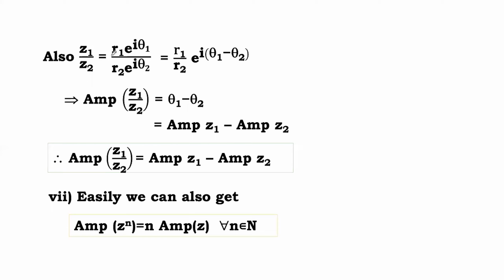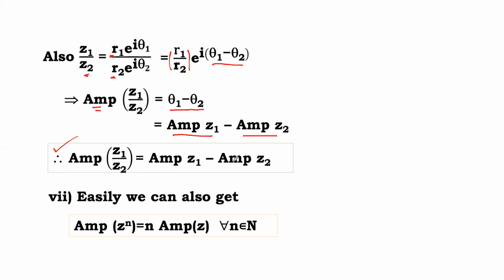Now, Z1 upon Z2, right? The magnitude of Z1 is R1 and the magnitude of Z2 is R2, e to the power I theta 1 upon e to the power I theta 2. So this R1 by R2 is in division, e to the power I theta 1 minus theta 2. Or for the angle, we can say the amplitude of Z1 by Z2 is nothing but theta 1 minus theta 2, and theta 1 and theta 2 we can represent as amplitude Z1 and amplitude Z2.